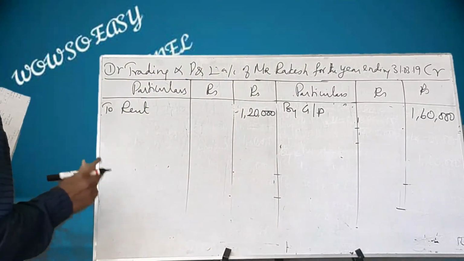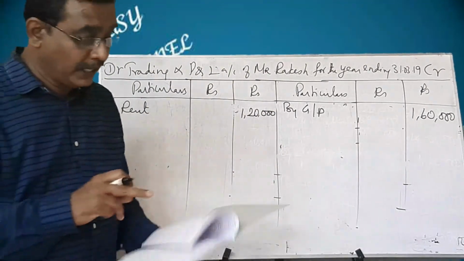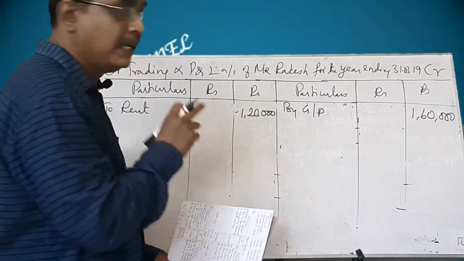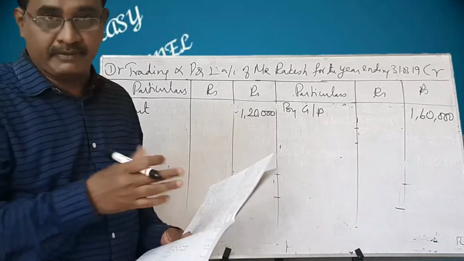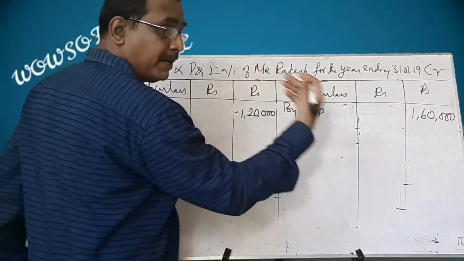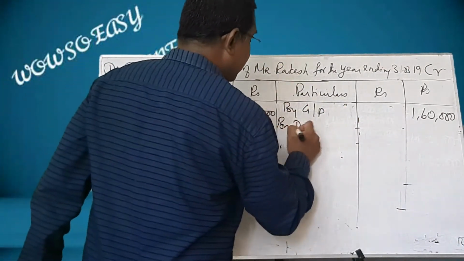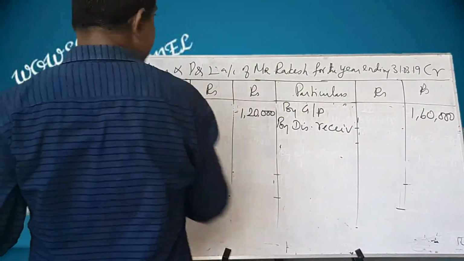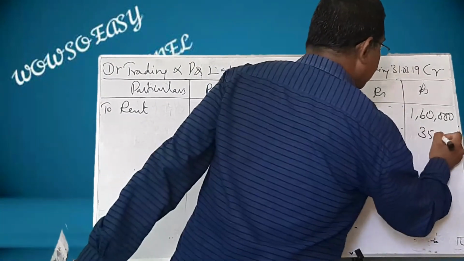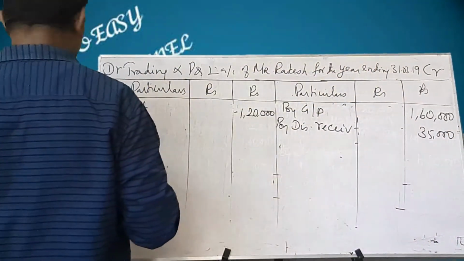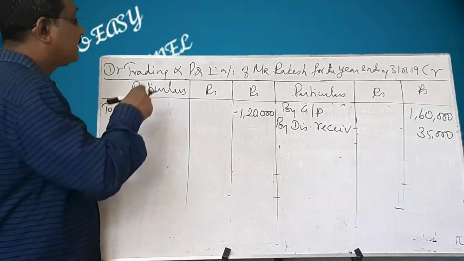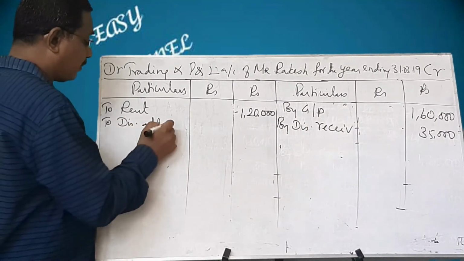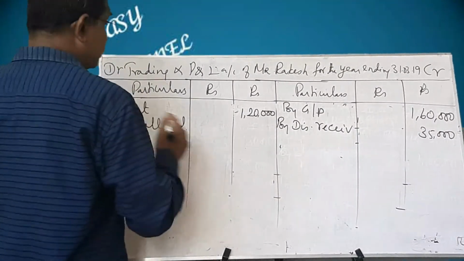And what is given? Discount received. I have already told you, discount received should be shown in the total creditors account, and here also discount received is an income for us, so that will be credited by discount received, 35,000. And next one, discount allowed. It is a loss, so it is debited in the profit and loss account to discount allowed, 25,000.